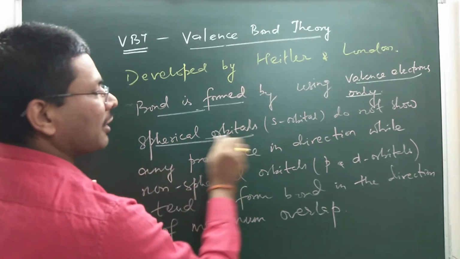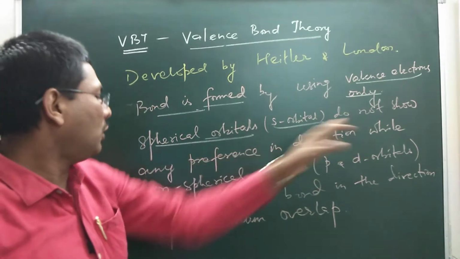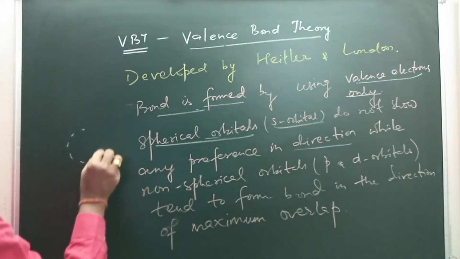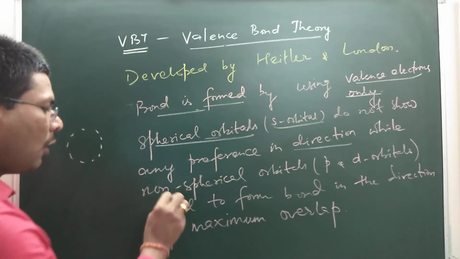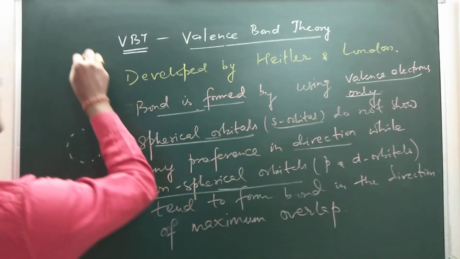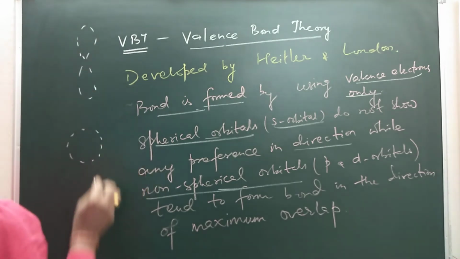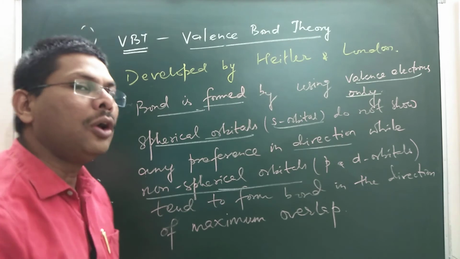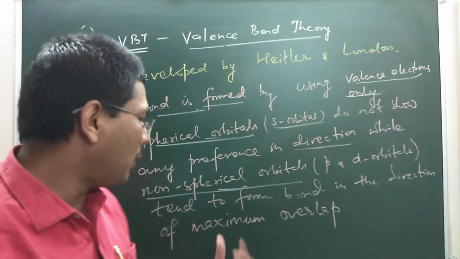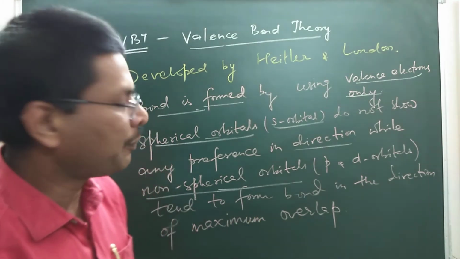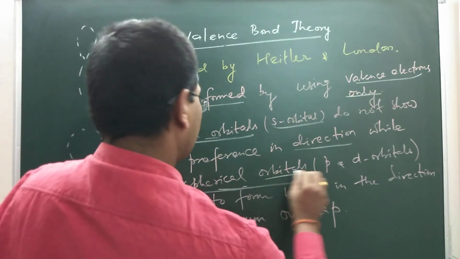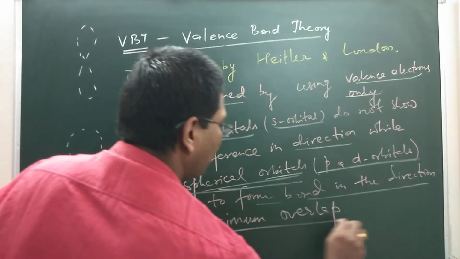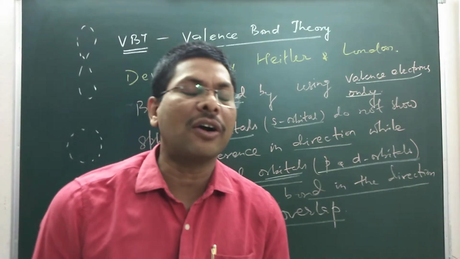A spherical orbital like the s orbital does not show any preference in direction. Non-spherical orbitals like p, which is dumbbell-shaped, and d, which is double dumbbell-shaped, do show a preference in direction so that they overlap to a maximum extent before forming the bond. So non-spherical orbitals like p and d tend to form bonds in the direction of maximum overlap. The more the overlap, the stronger the bond formed.